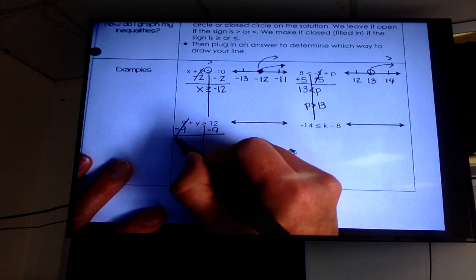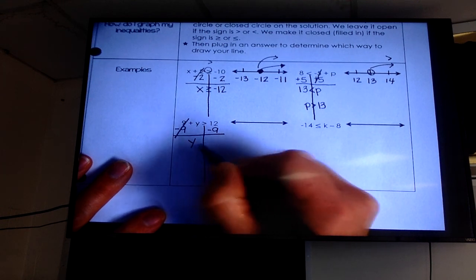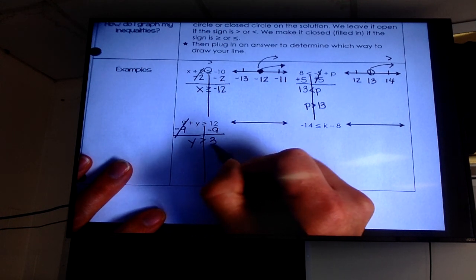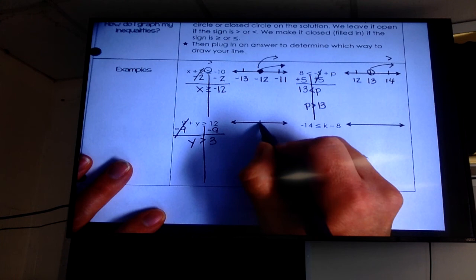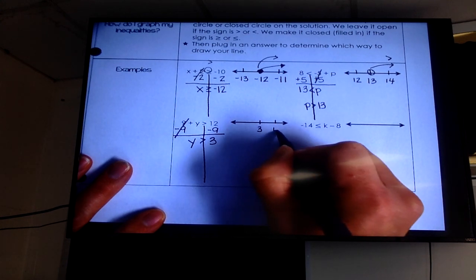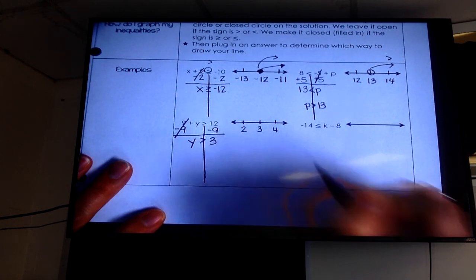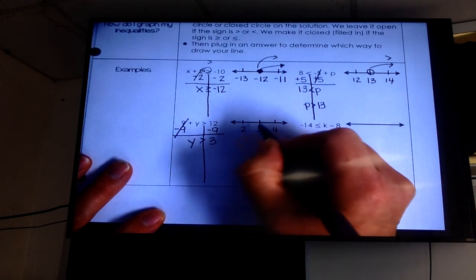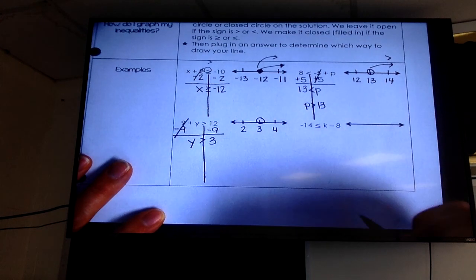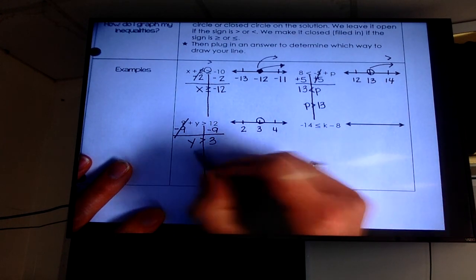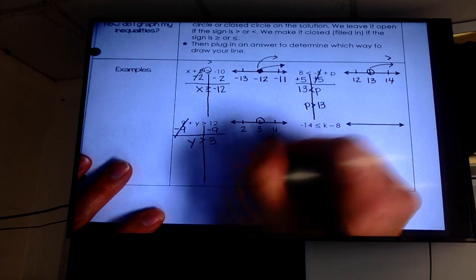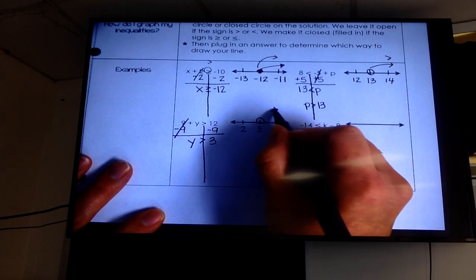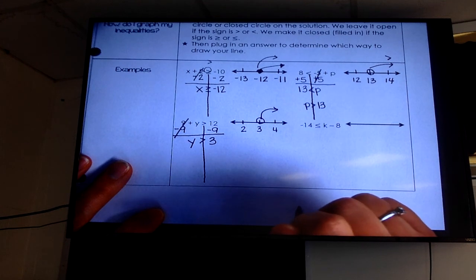Because that will cancel each other out, leaving me y is greater than 3. I'm going to put 3 in the middle. A number larger is 4. A number smaller is 2. It's a greater than sign, not or equal to, so I need an open circle on the number 3. My variable is first, so I can use the arrow trick. The arrow is going in this direction, so that's the way that I want my graph to go.